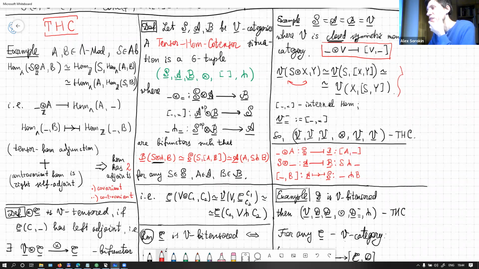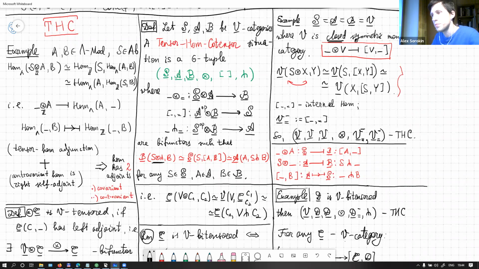we have a Tensor-Hom-Cotensor situation where the coefficients are V, and the categories that we are pairing together are also V, so a self-enriched category. Tensoring is given by the monoidal operation on category V. Then Hom is given just by the Hom profunctor, and cotensoring is also given by the Hom profunctor. That's it. So we have a Tensor-Hom-Cotensor situation given for free in the case when V is a closed symmetric monoidal category.